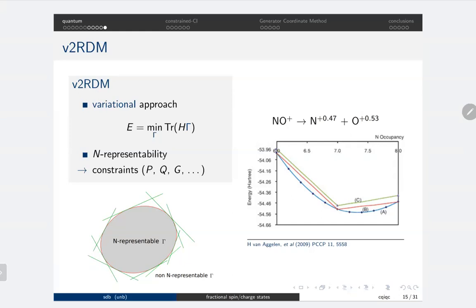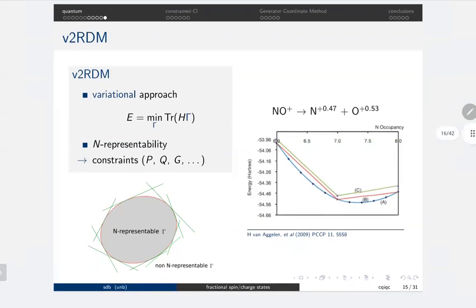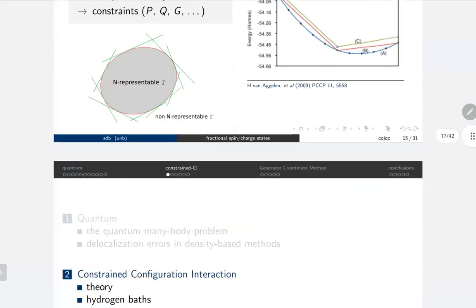So if we dissociated the NO plus diatomic, we saw that the optimal place was actually a fractional charges solution, in which we would put like 0.53 electrons on the oxygen and 0.47 of an electron on the nitrogen, which is obviously clearly wrong. So this is something that is not only DFT. Every density method is basically plagued with the same kind of issue.